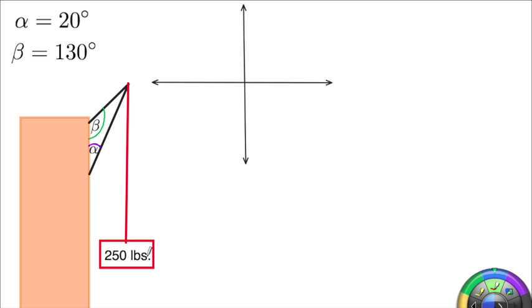It has to be in pounds because that gives you a force that's being pulled down. If you make it a mass, you have to change it into a force by multiplying by the acceleration. It's a little tricky. So here, I'm just going to leave things in pounds. And I know the measure of alpha and beta. The alpha, the small angle, is 20 degrees. The beta, the big angle, is 130 degrees.